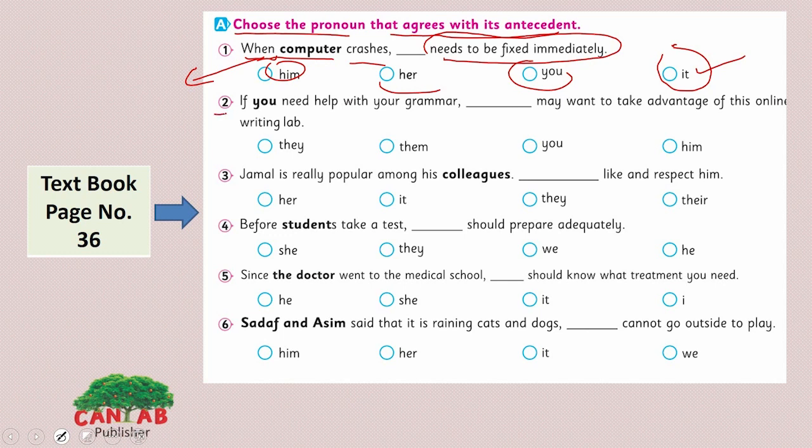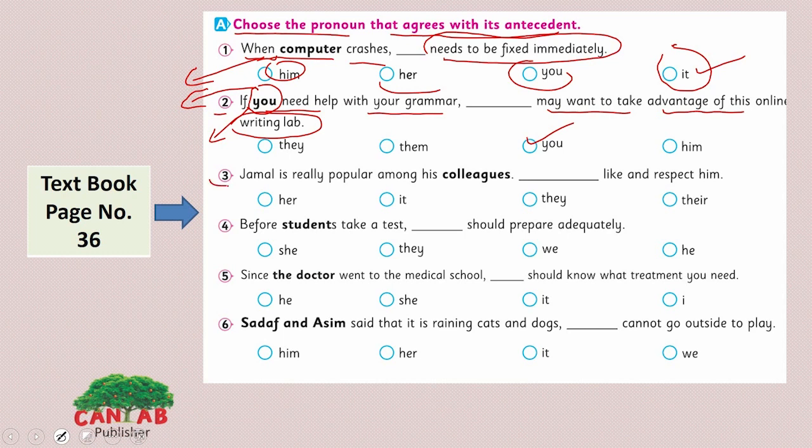Look at the second sentence here. If you need help with your grammar, you may want to take advantage of this online writing lab. Here the pronoun is you. So what will be the antecedent which the pronoun refers back to? This is the main subject here. We are talking about this you. If you need help with your grammar, yes, the antecedent for the pronoun you will be you here. Very good.